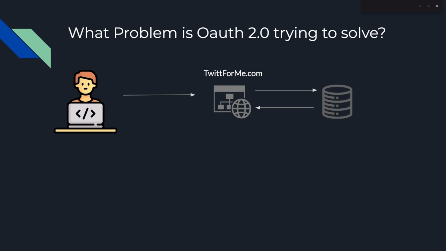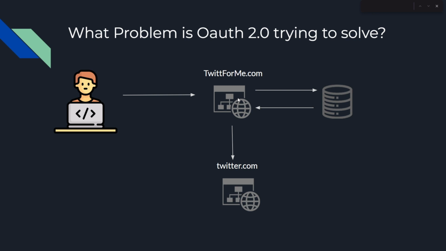In order for tweetforme.com to get access to tweet for John, it would ask John, hey, can you please give me your username and password for Twitter? So now John is in that situation where he has shared his username and password for Twitter with a different service. And when he does that, many things can happen.